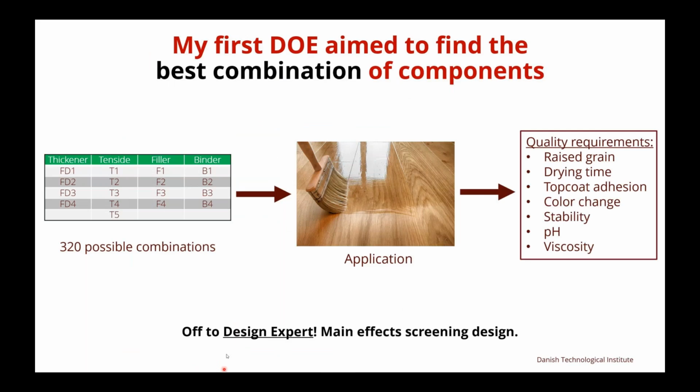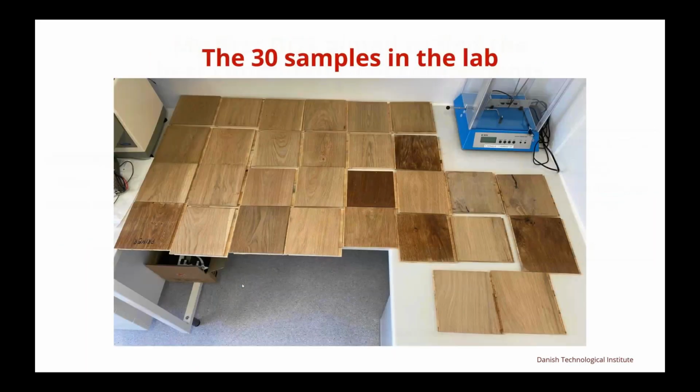So here's a picture of the 30 subsequent samples that were generated in this main effects design. 30 was more than enough to fit a main effects model in this system. And we discussed interactions at the time, and actually we had good chemical reasons not to expect them. So there was no reason to include that in the design process, even though we could have done so.